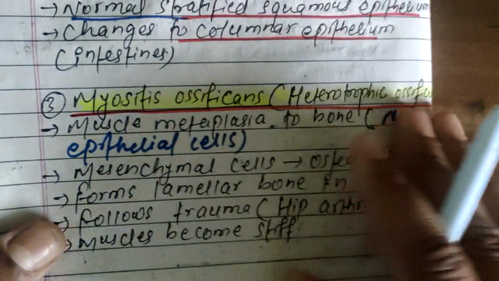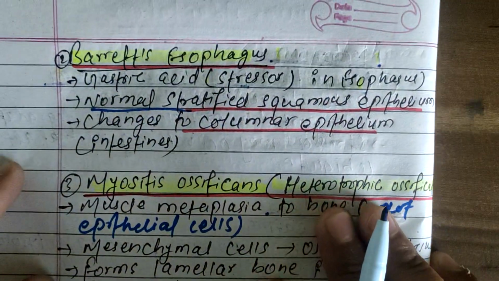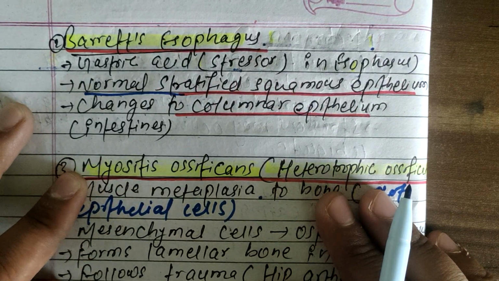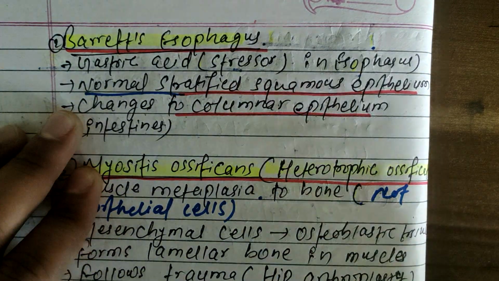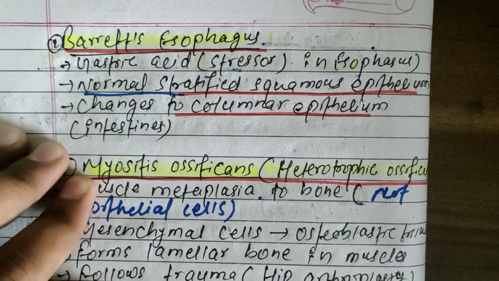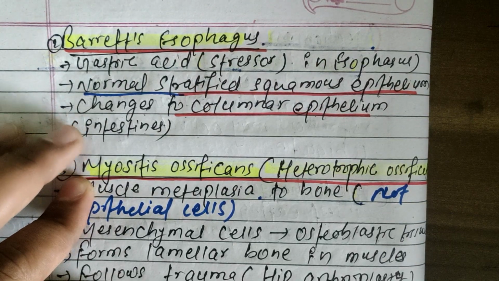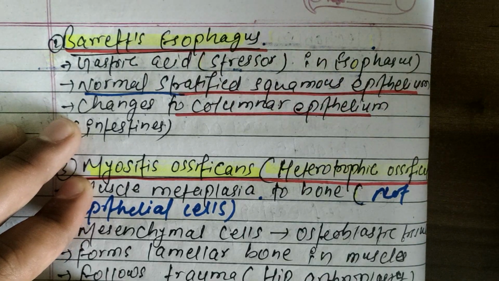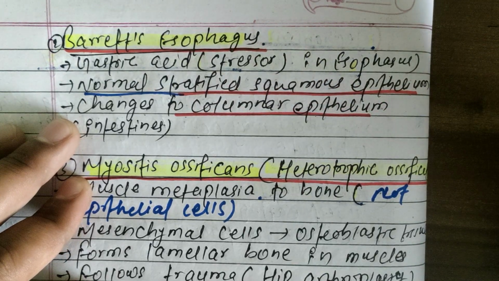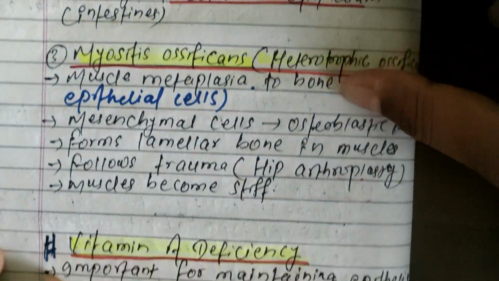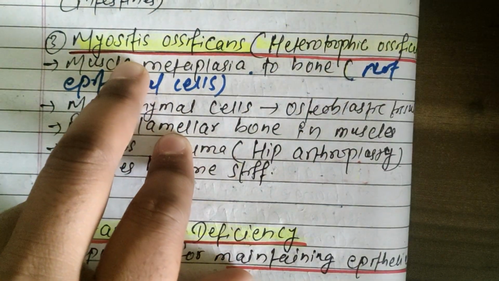Now the next example is Barrett's esophagus. In Barrett's esophagus, gastric acid is the stressor in the esophagus. Normally there is stratified squamous epithelium in the esophagus, but it changes to columnar epithelium. So this is a columnar metaplasia, whereas the previous example of the respiratory tract was a squamous metaplasia.